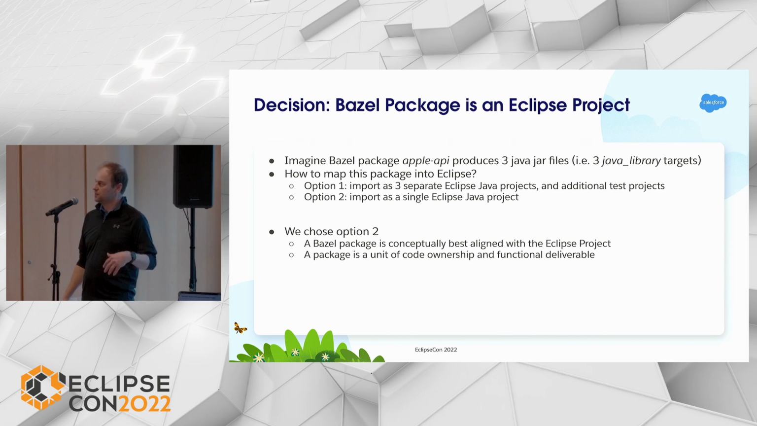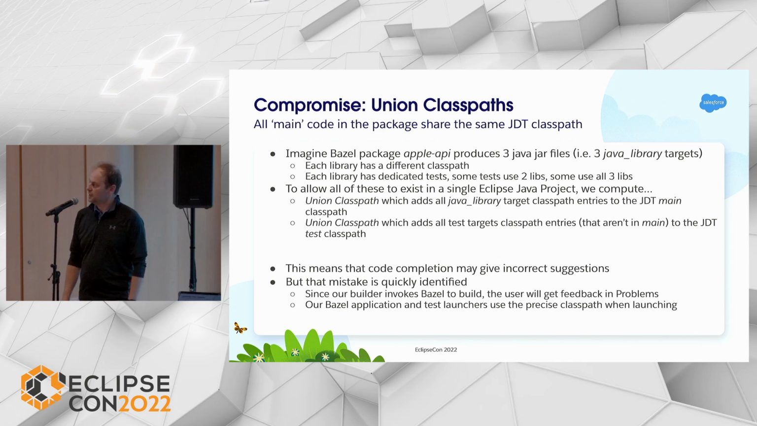But as I said before, you can have multiple Java libraries coming out of a single Bazel package. You could have 100 different Java libraries coming out of a single Bazel package. Also, every single test within your package is a different unit. But we decided to go forward with this solution. But that led to an issue in that JDT really has, for every project, two class paths. It has your main class path, and it has your test class path.